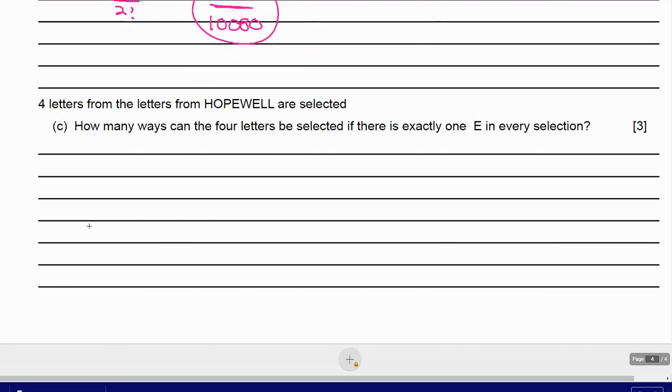Oh, here's this one, C. So here we're selecting letters from Hopewell. How many ways can 4 letters be selected if there's exactly one E in every selection? So let's start this. How many letters am I selecting? 1, 2, 3, 4. But there has to be an E. All right? Now, how many other letters are there besides E's? Or what are they?